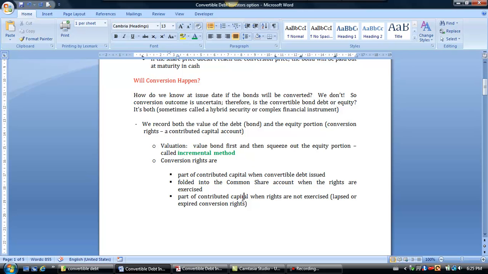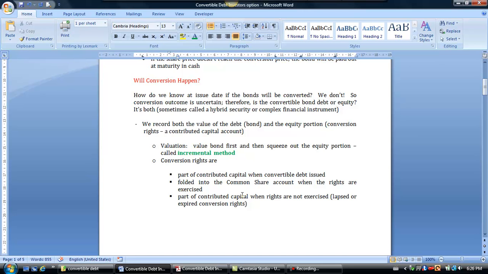And again, if the rights expire, so in other words, if we get to the end of the term of the bond and there was no conversion that actually took place, and the bond is just paid out in cash, then the conversion rights, which are part of contributed capital, were never exercised, so we reclassify the conversion rights as expired or lapsed rights, and it's still part of your contributed capital.